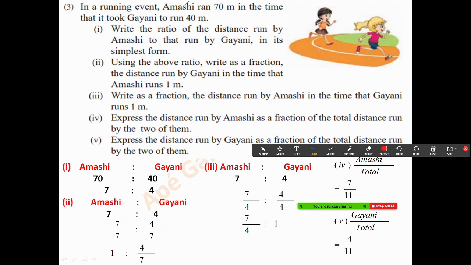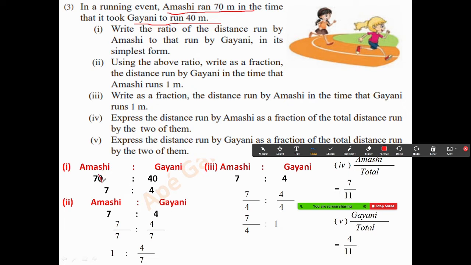In a running event, Amashi ran 70 meters in the time that it took Gayani to run 40 meters. Write the ratio of the distance run by Amashi to that run by Gayani in its simplest form. Amashi to Gayani, 70 to 40. Now you can divide both sides by 10.